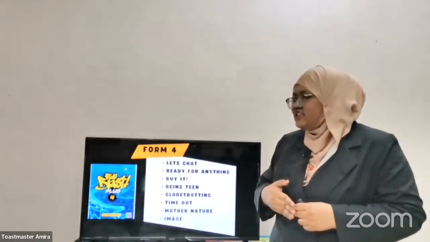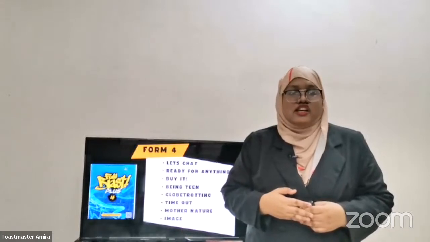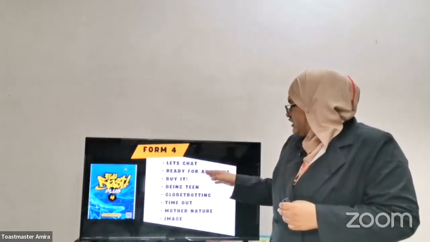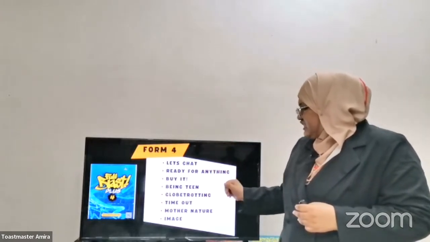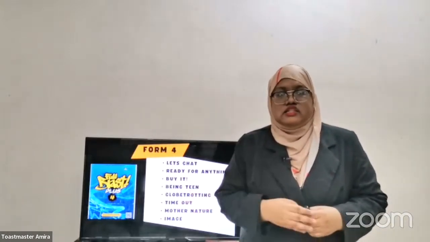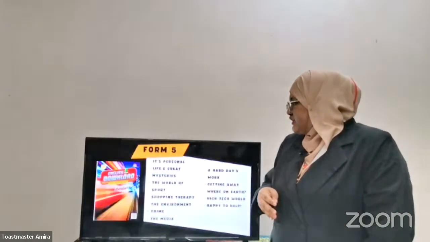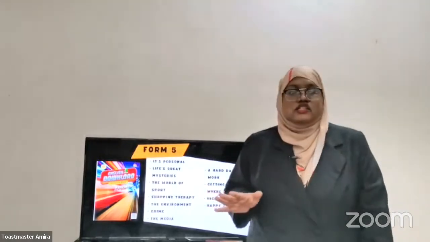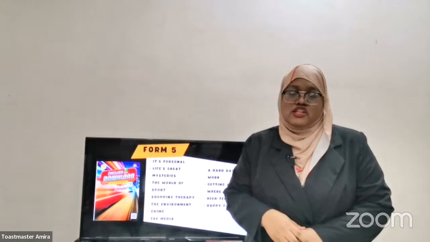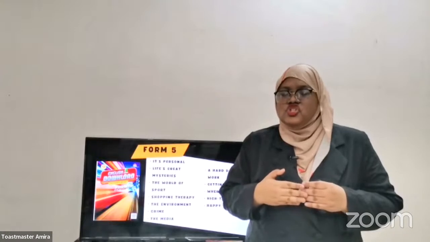Next, let's take a look at these themes in your Form 4 textbook, Full Blast. Let's Chat, Ready for Anything, Buy It, Being Teens, Imagine and whatnot. These are the things that you need to master. Next, this is the list of themes and topics for the Form 5 textbook. I've already given you the checklist.